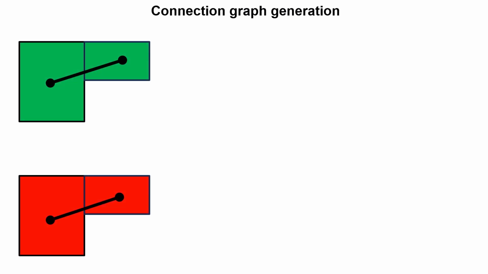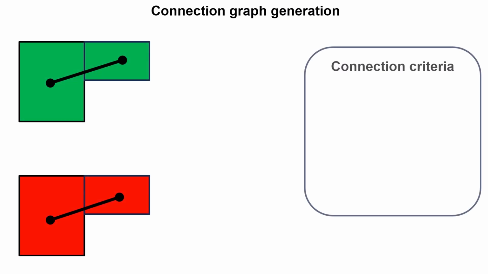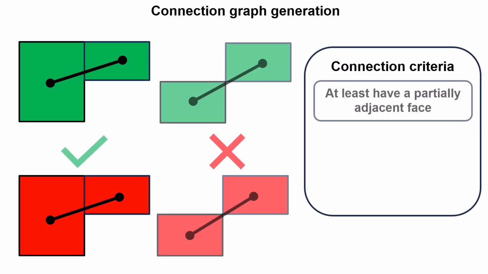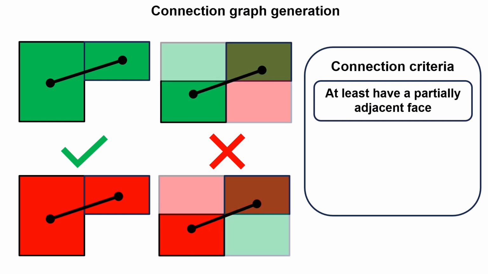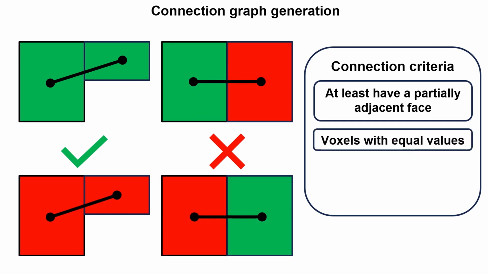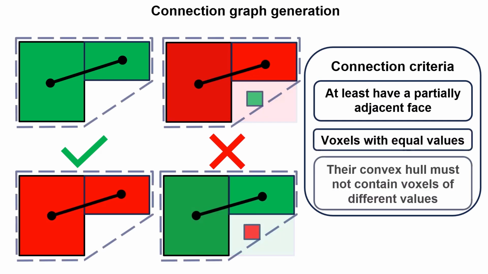A connection graph is then built for both free and obstacle cells, with cell pairs being connected if they meet the following criteria: having at least a partially adjacent face, having voxels with equal values, and having no differing voxels in their convex holes. These criteria ensure that any straight line path between connected cells is not obstructed by voxels of different values.